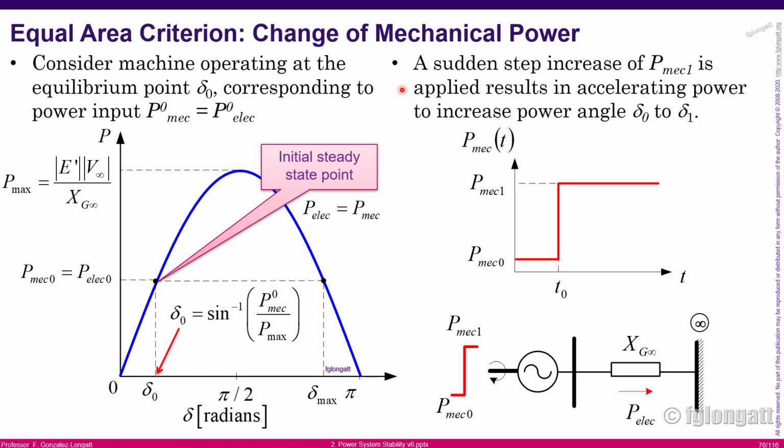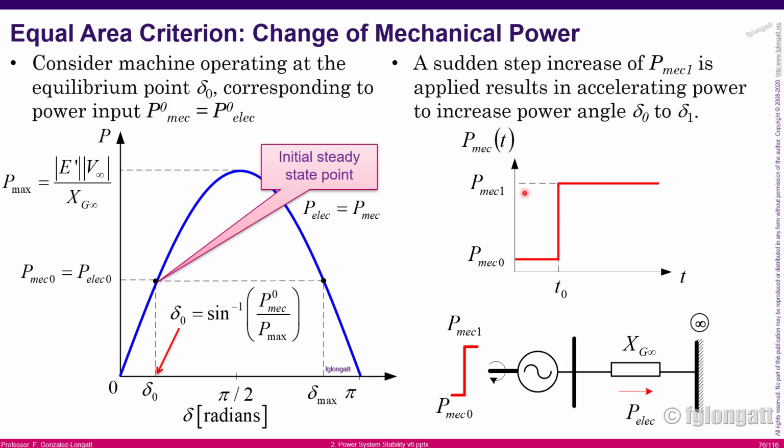I said a few slides ago, this is not quite typical. My colleagues from the control room are probably laughing because I am talking about this. But what I want to do is a sudden increase of mechanical power. I mean, we have the system working in a steady state. The synchronous machine is delivering power to the infinity bus bar, and suddenly we increase the power from mechanical power zero to mechanical power one.